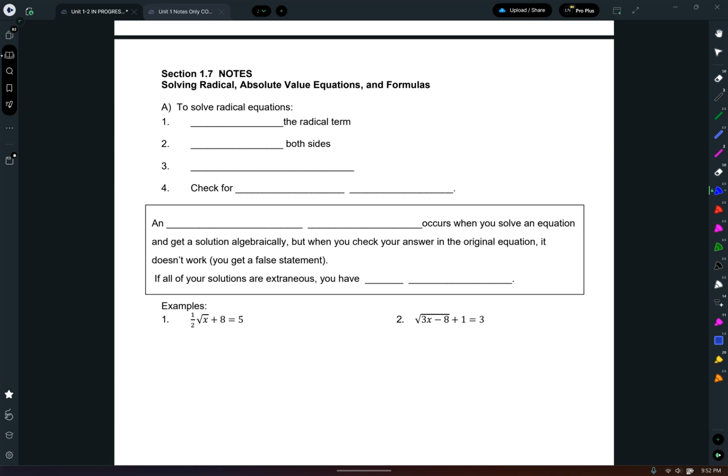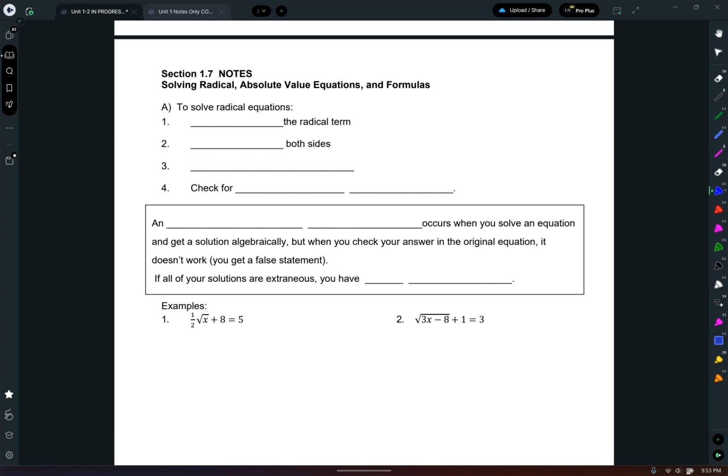So section 1.7 in pre-calculus is kind of a big variety of lots of different solving. We're going to talk about solving square root equations and absolute value equations and formulas, again, all of which is a review, but you have to have some pretty good skills at solving in order to get through algebra and beyond.